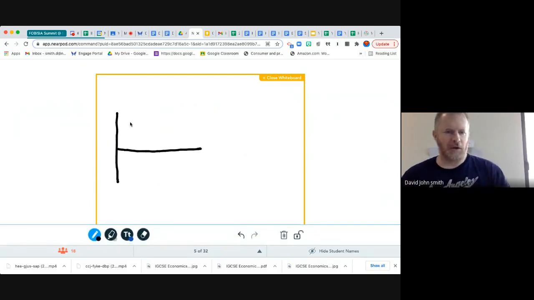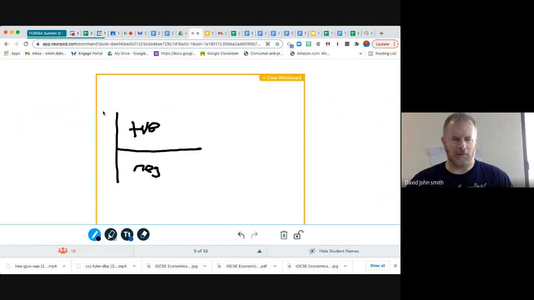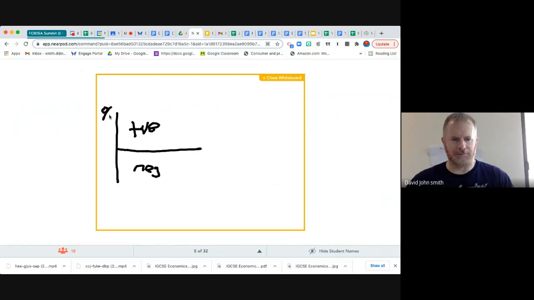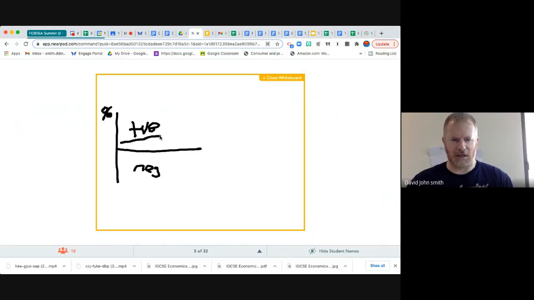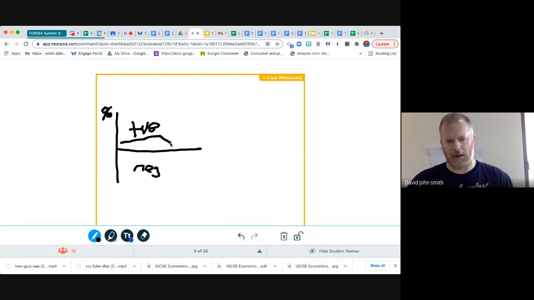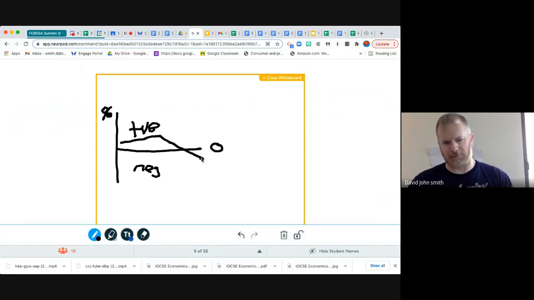Okay. So if the numbers up here are positive and the numbers down here are negative, all right. So we've got inflation rate here. Then inflation is here, inflation is here, inflation is here, but it's at a slower rate. And it becomes deflation when it goes through this zero line here. And that bit is deflation.